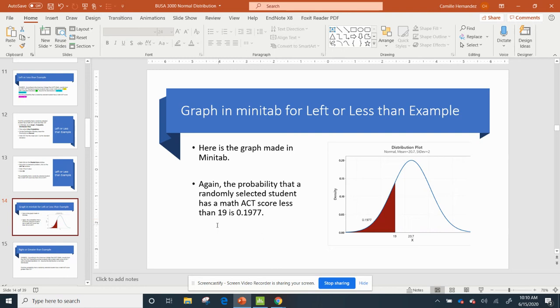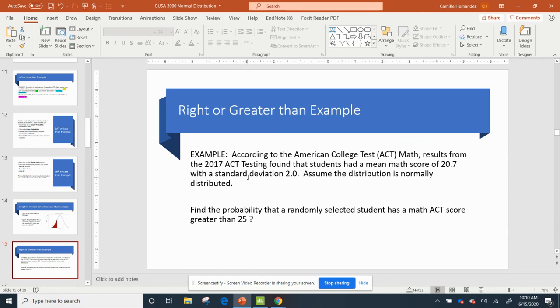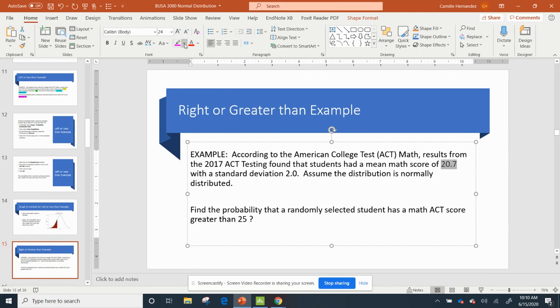So that was a less than. Let's look at a greater than. So again, according to the American College Test Math, the results from the 2017 ACT testing found that students had a mean math score of 20.7 and a standard deviation of 2. Assume the distribution is normally distributed. Okay, again, yellow's showing me my mean, and it's 20.7. My standard deviation, again, I'm going to put in green just so I have it all highlighted. And again, I'm assuming normal distribution in blue.